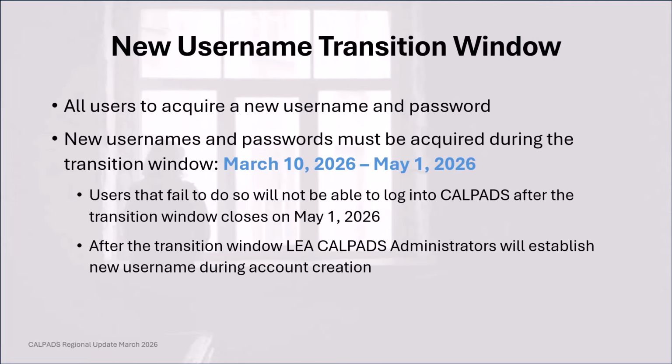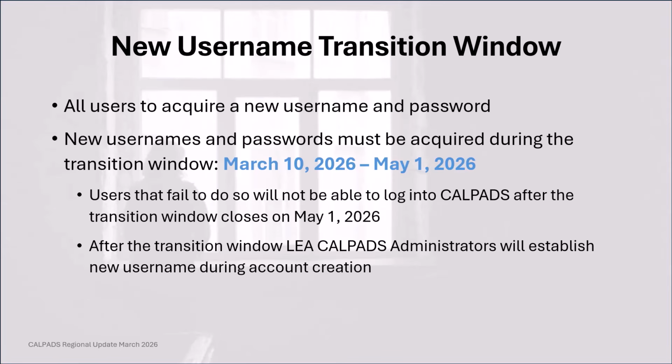The new username authentication system will be implemented with a transition window. All users must acquire a new username and password. New usernames and passwords must be acquired during this transition window between March 10th and May 1st, 2026.